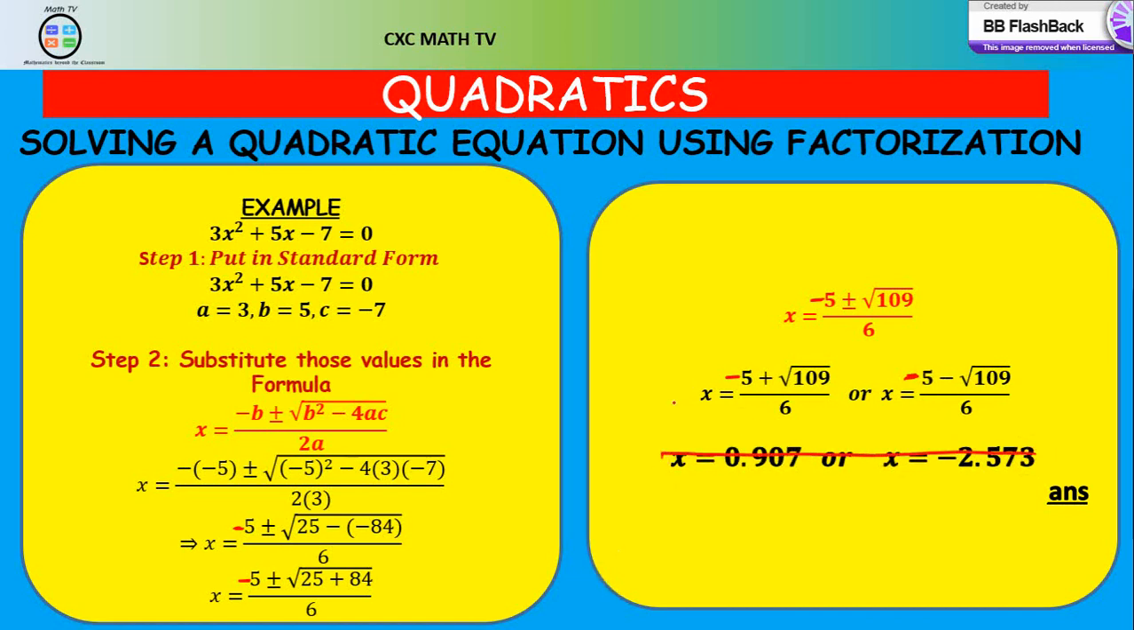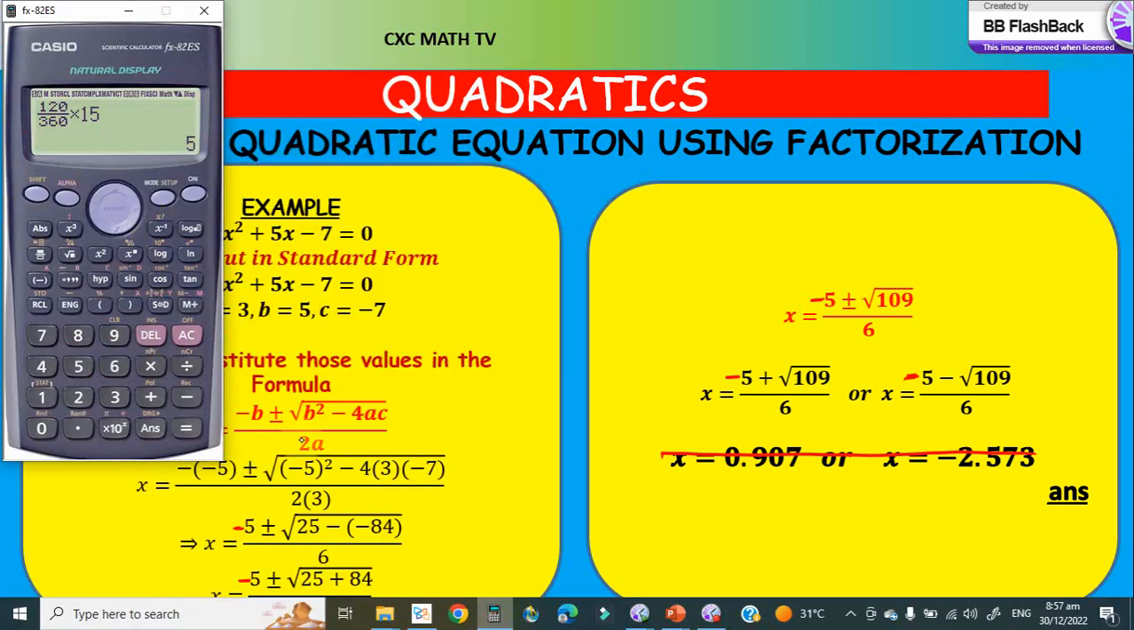In this case now, you just pump it into the calculator. So you can take out your calculator and you pump it in. You have your minus 5 plus the square root of 109 divided by 6. Oh, actually, it is correct, guys. All I did was just leave off the minus here. And that's with the plus sign.